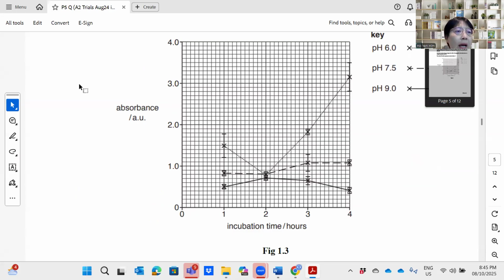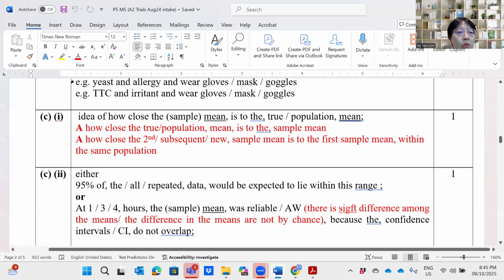So figure 1.3. So all these are the confidence interval, 95% confidence interval. What does it tell us about it? They tell us that at 4 hours, right, for all the 3 pHs that we use, the 95% confidence intervals do not overlap. So when they do not overlap, their differences are significant. That means if you use different pH, then the absorbance that we get will be different. That means the rate of respiration will be different. So it's significantly different. So that's the answer for number 2.